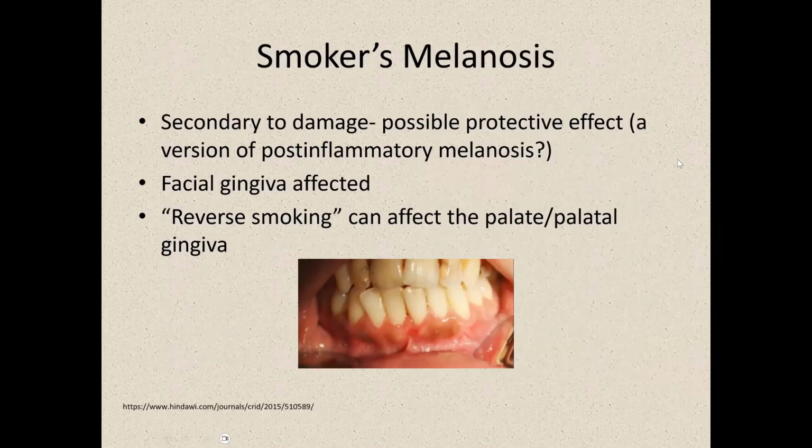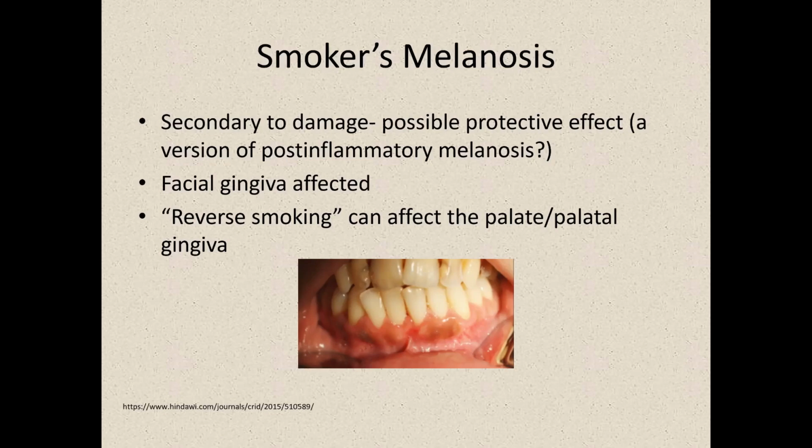Smoker's melanosis is kind of along those same lines. It's a possible protective mechanism against the smoke itself. So is this perhaps a version of post-inflammatory melanosis, or does it have a different mechanism? We're not sure, but I kind of buy in that it's a protective mechanism against that caustic smoke and all of the components of cigarette smoke.